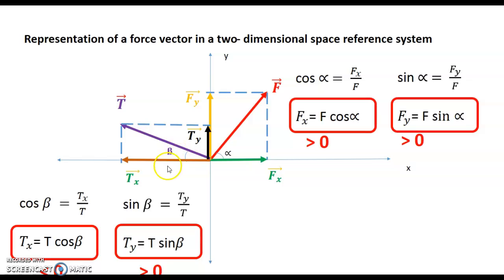So cosine beta is adjacent over hypotenuse, it's Tx over T. And sine beta is opposite over hypotenuse. The opposite here is equal to Ty over T. So Ty equals T sine beta.